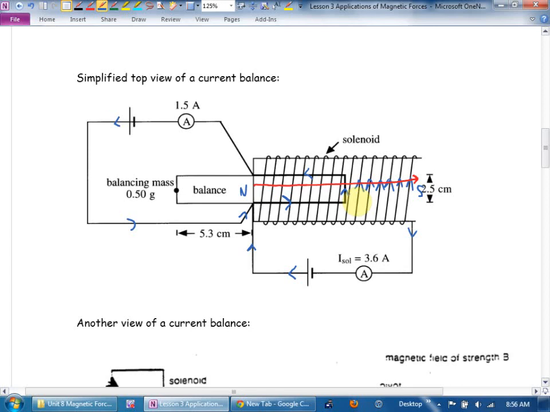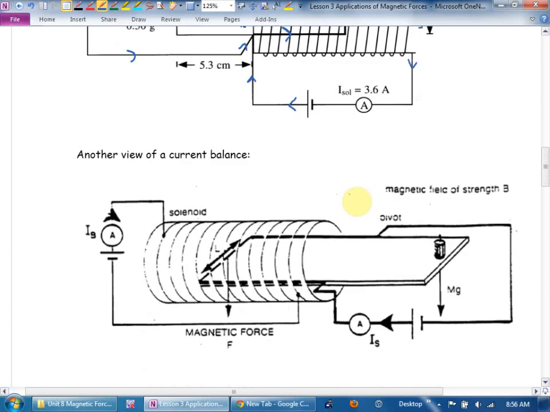Another view of the current balance. Here's a three-dimensional view to help you visualize it. So here, this mass will be pulling it down, Justin. But I think if I walk through this solenoid, the force on this wire would also be down. So you can get balance. Your pivot, your teeter-totter, right there. Put a bigger mass on. Simply increase the current here until you get to the balance.